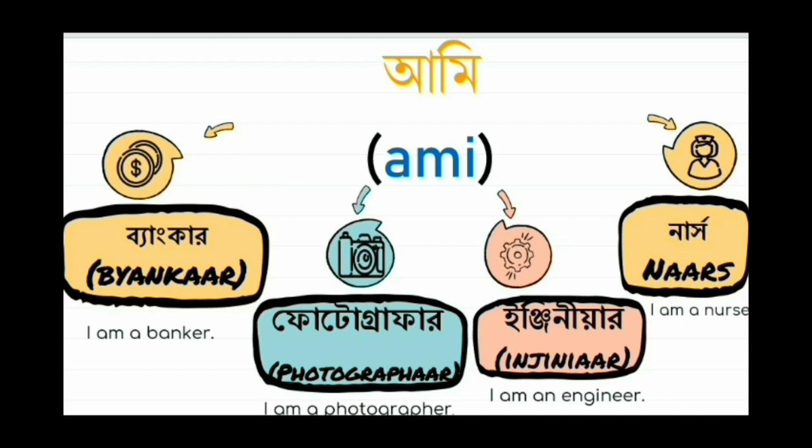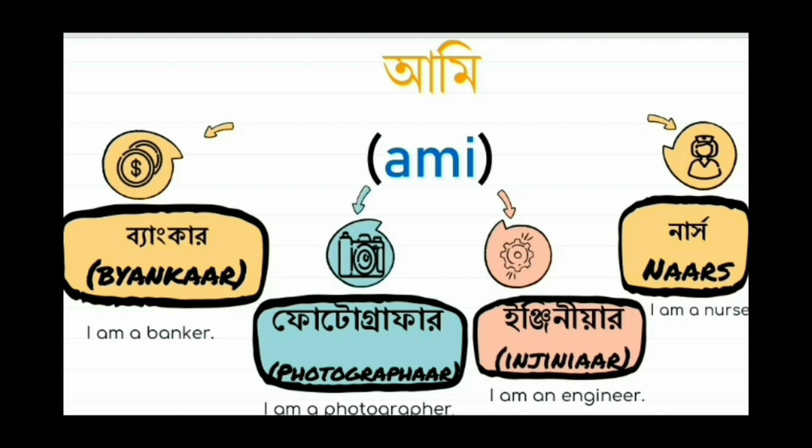Here, Ami banker. What is the meaning of that? I am a banker, right? Again, I'll join this Ami with this next one. Ami photographer. That means I am a photographer. Then Ami engineer. That means I am an engineer. Ami nurse. That means I am a nurse, right? So this is the Bangla for these English sentences.